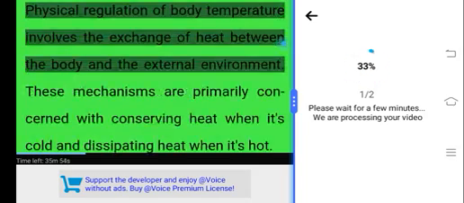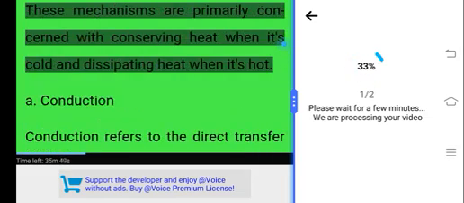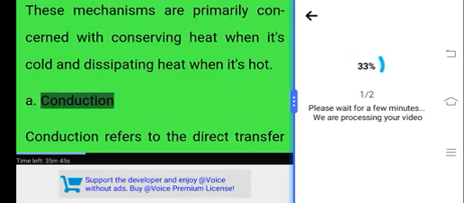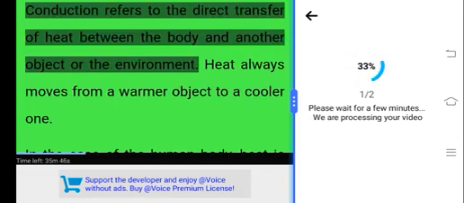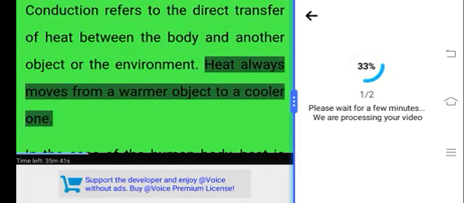1. Physical regulation. Physical regulation of body temperature involves the exchange of heat between the body and the external environment. These mechanisms are primarily concerned with conserving heat when it's cold and dissipating heat when it's hot. A. Conduction. Conduction refers to the direct transfer of heat between the body and another object or the environment. Heat always moves from a warmer object to a cooler one.